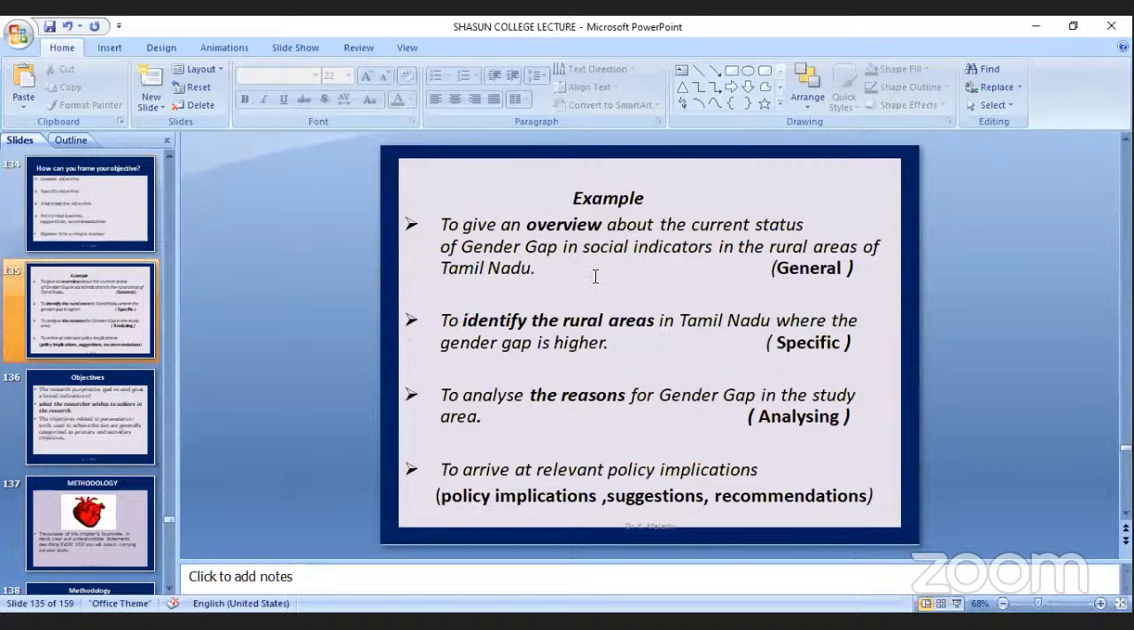First is an overview about the current status of gender gap, then identifying the rural area in Tamil Nadu, that is a specific objective, then the reasons for gender gap in the study area, that is the analyzing objective. Finally, arrive at relevant policy implication. It can be policy implication, suggestion, recommendation, anything. So this is all about your objective.